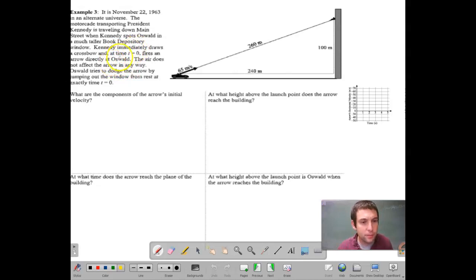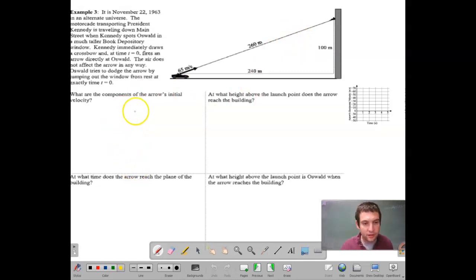Kennedy immediately draws a crossbow at time t = 0, fires an arrow directly at Oswald. The air does not affect the arrow in any way. Oswald tries to dodge the arrow by jumping out of the window from rest at exactly t = 0. So Kennedy is launching an arrow in this direction, while at the top of this building you have Lee Harvey Oswald, the would-be assassin, jumping out of the window to avoid the arrow. Let's see what happens.